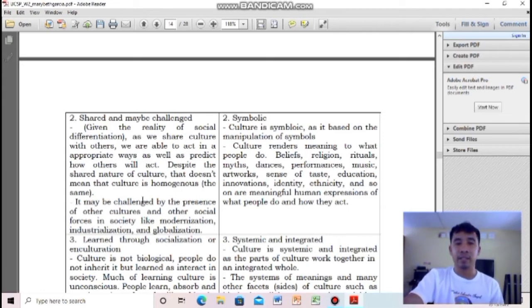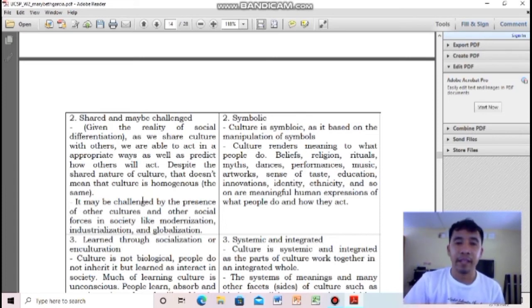And it may be challenged. Sometimes, parts of our culture become challenged and disappear. For example, the old practices of our elders are slowly disappearing now. Some are being tried to be restored, but still there are things or parts of our culture that are already being dissolved.